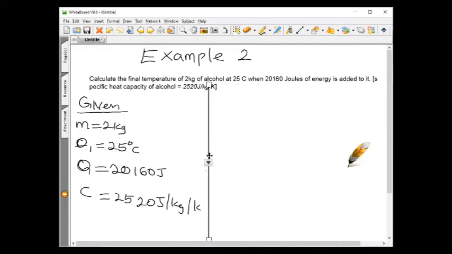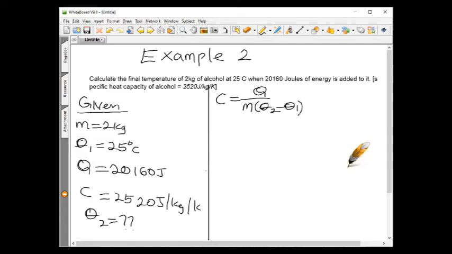And what we have been asked to calculate is the final temperature, which will be theta 2. Theta 2 is what we have to find. Okay. So let's think of a formula that has all these. Remember our C equals Q over M into theta 2 minus theta 1.